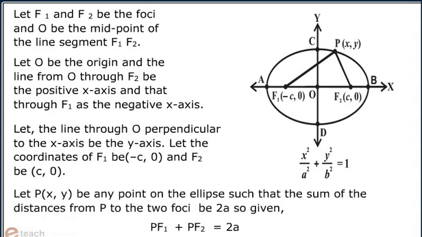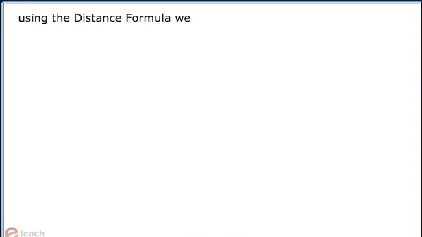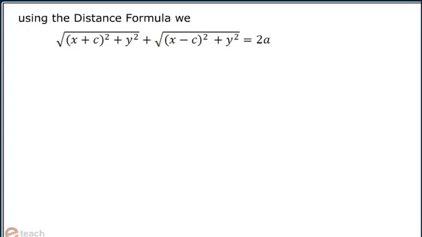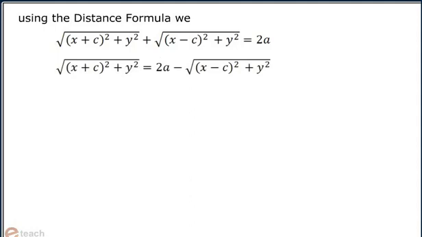Let P(x, y) be any point on the ellipse such that the sum of the distances from P to the two foci is 2a. So given PF1 + PF2 = 2a. Using the distance formula we get √((x + c)² + y²) + √((x - c)² + y²) = 2a. So √((x + c)² + y²) = 2a - √((x - c)² + y²).